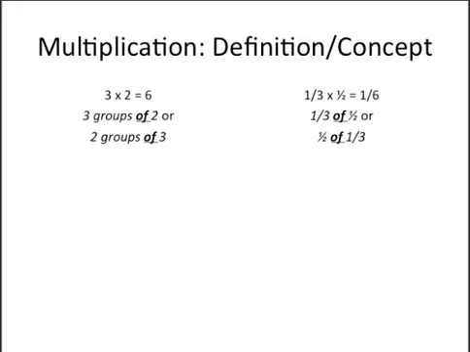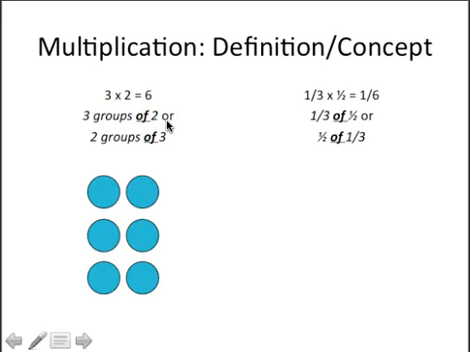Okay, so what is multiplication? When we learn about whole number multiplication, we often learn about multiplication as meaning groups of. So as an example, 3 times 2 equals 6. We learn that conceptually this means we're looking for 3 groups of 2, or 2 groups of 3.